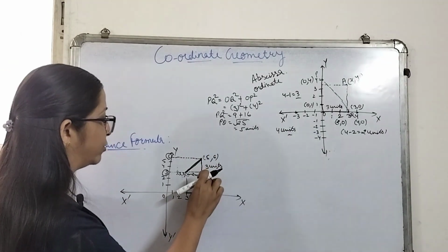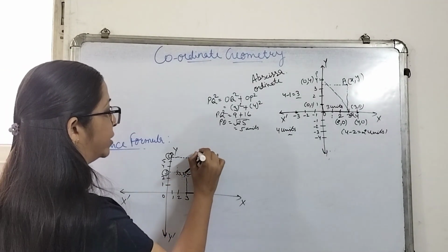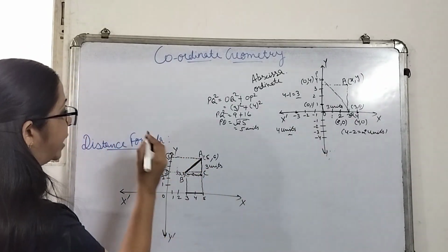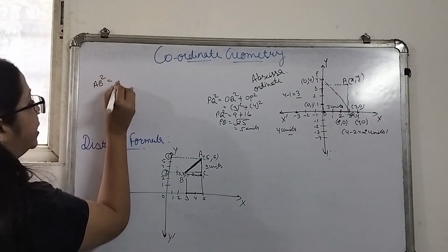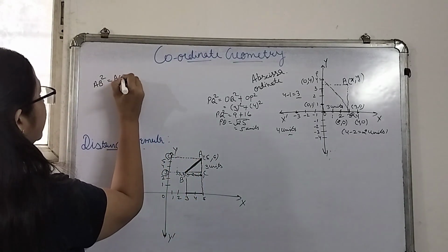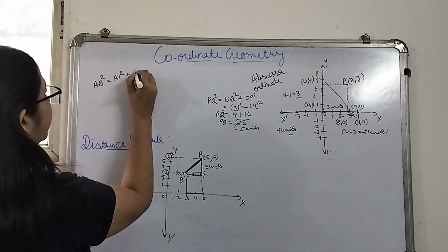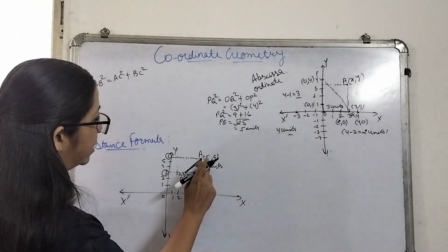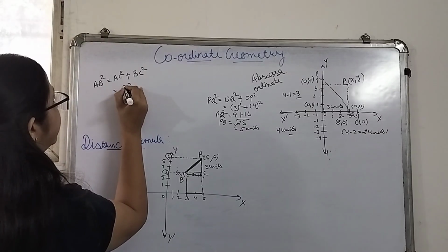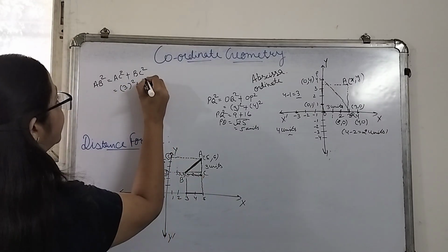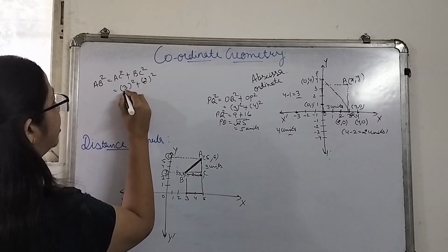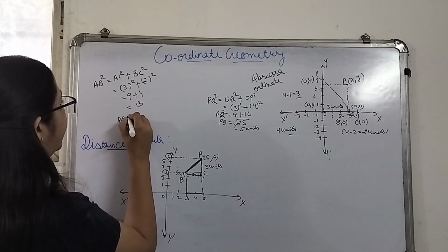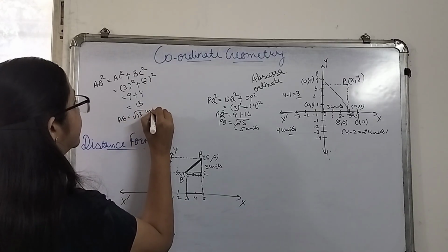So if this is your 3 units and this is your 2 units and this point is A and this point is B and this point is C, then AB square will be equivalent to AC square plus BC square by Pythagoras theorem. So we can see AC is your 3 units, that is 3 square, and BC is 2 units, so square of 2. That will be 3 3s are 9 and 2 2s are 4. It will become 13 and the value of AB will be root of 13 units.